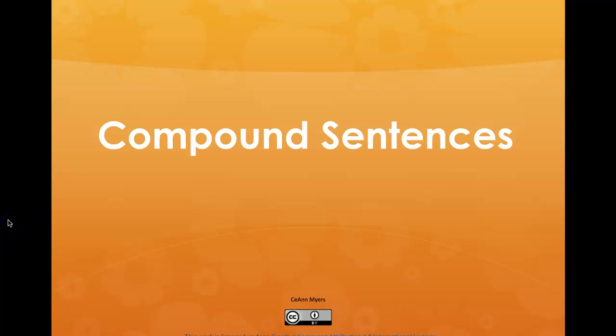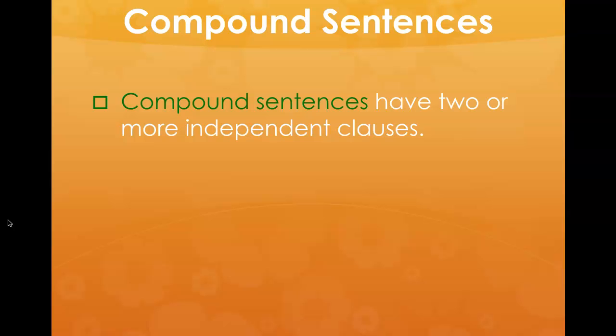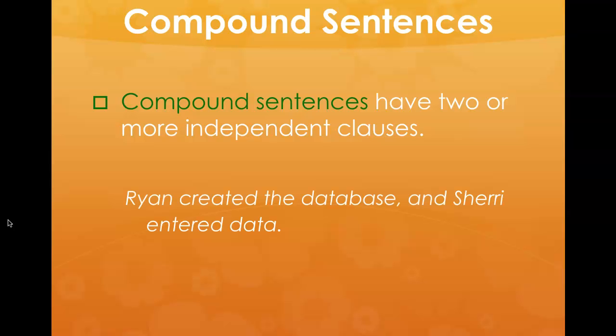This video is going to talk about compound sentences. Compound sentences have two or more independent clauses, or two or more simple sentences. For example, Ryan created the database and Sherry entered data. Here we have two simple sentences.